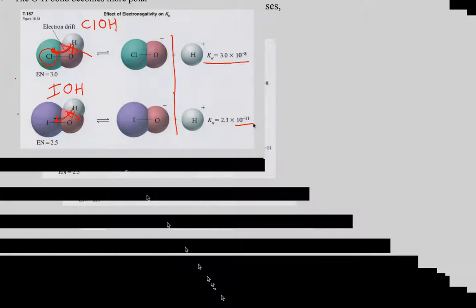Go ahead, Brent. Well, so you need to understand the concept of drift. So they could come to you and they could say, why is ClOH a stronger acid than IOH? You would say that chlorine is a more electronegative element, creating more drift in the oxygen-hydrogen bond, making it more easily broken, therefore creating a stronger acid.